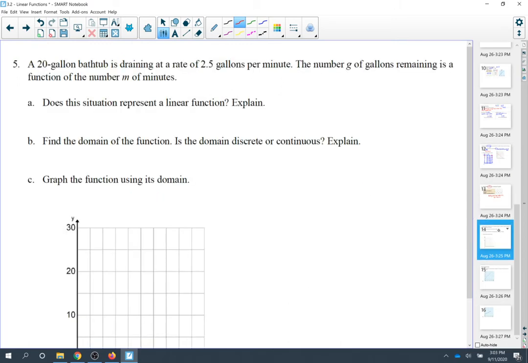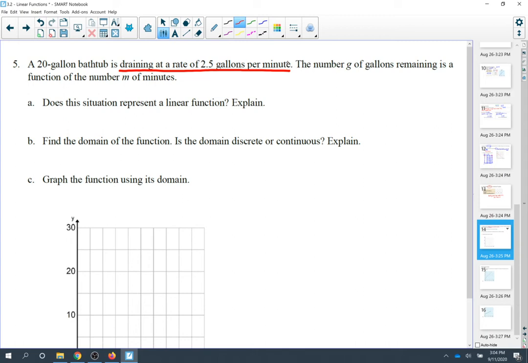Number 5. A 20-gallon bathtub is draining at a rate of 2.5 gallons per minute. The number g of gallons remaining is a function of the number m of minutes. First of all, letter A, does the situation represent a linear function? Explain. So remember, a linear function has to have a constant rate of change. Is the water draining out of the bathtub at a constant rate? The answer to that is yes, because it says that it's draining out at a rate of 2.5 gallons per minute. That's constant. It's always doing that.